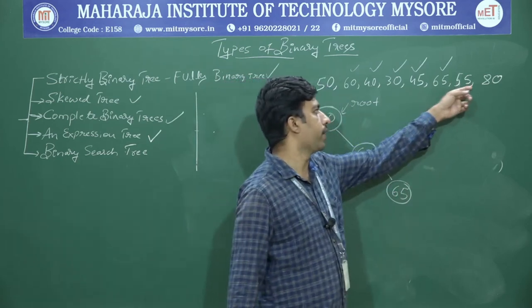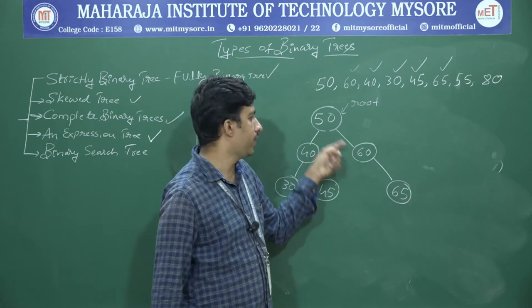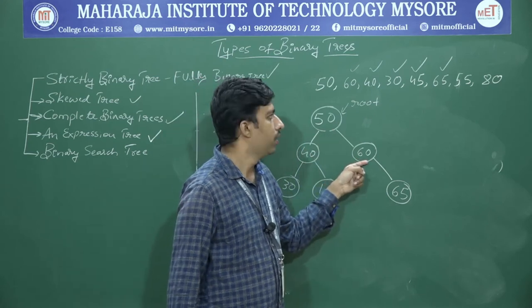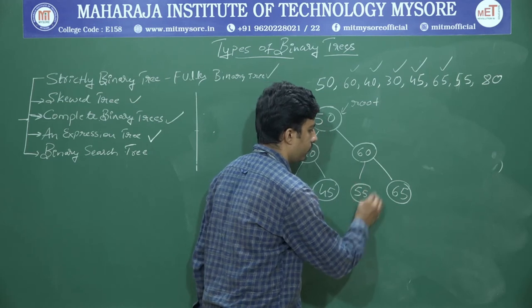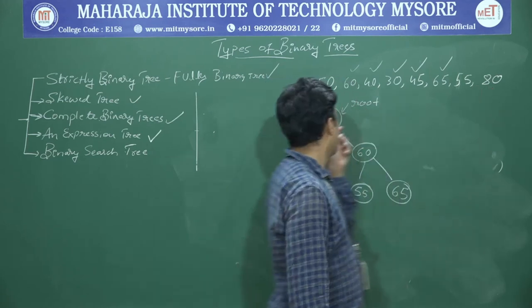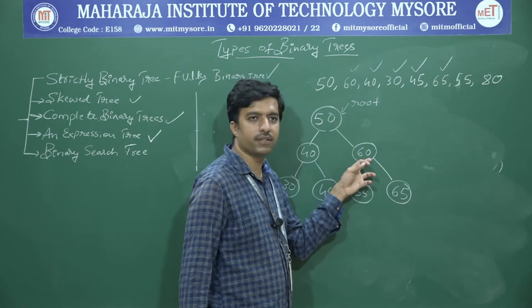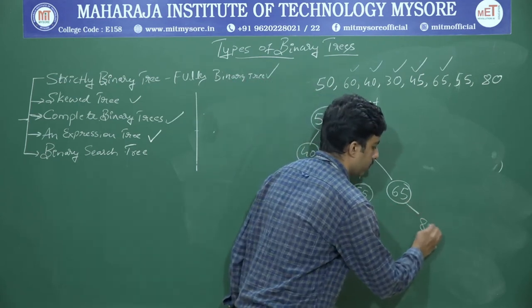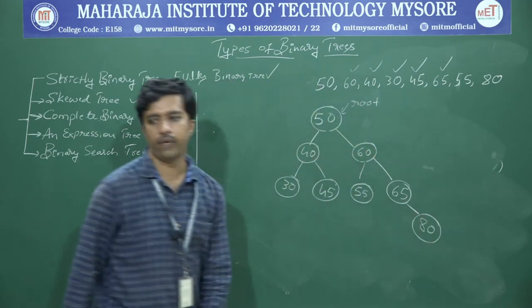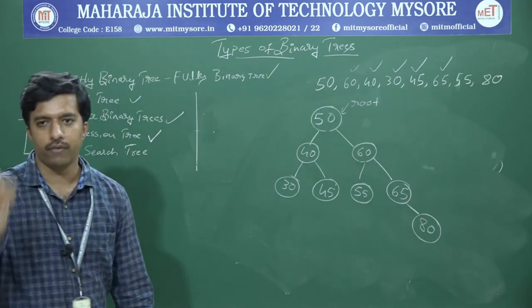Now 55. Greater than 50, yes. Greater than 60, no. Move towards left of it. Lastly, 80. Greater than 50, yes. Greater than 60, yes. Greater than 65, yes. Move towards right. This is the way to represent your elements.